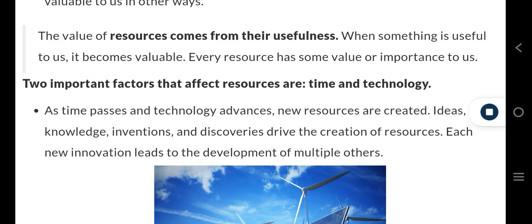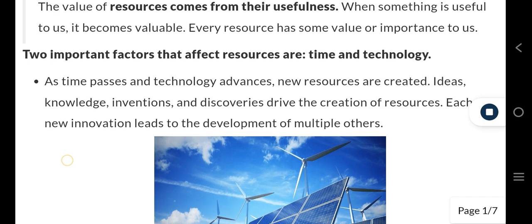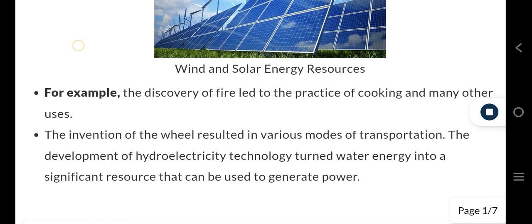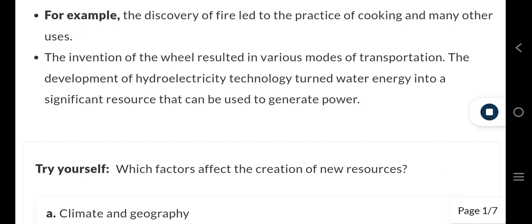Two important factors that affect resources are time and technology. As time passes and technology advances, new resources are created. Ideas, knowledge, inventions, and discoveries drive the creation of resources. Each new innovation leads to the development of multiple others. For example, the discovery of fire led to the practice of cooking and many other uses. The invention of the wheel resulted in various modes of transportation. The development of hydroelectricity technology turned water energy into a significant resource that can be used to generate power.